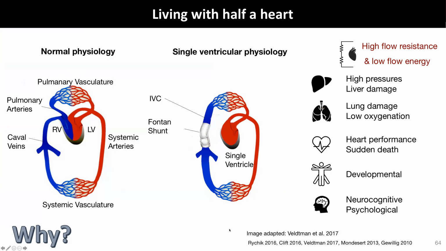So there's 1 ventricle pumping systemically, and the return to the pulmonary circulation from the venous side is passive through this Fontan shunt. This leads to a lot of comorbidities, high pressures in the liver and liver damage, lung damage, low oxygenation. You can get decrease in heart performance, developmental and neurocognitive delays.